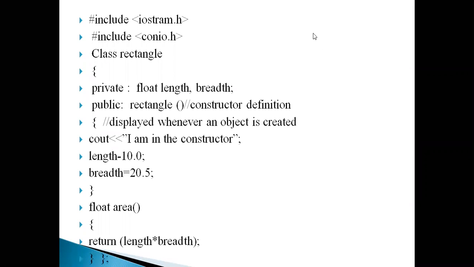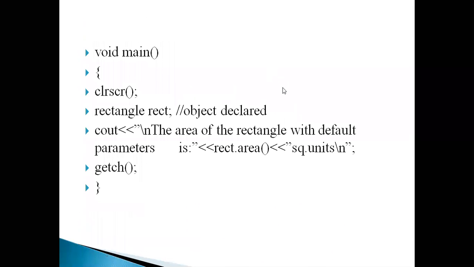Now, what is the default constructor in the class? The default constructor is nothing but this one. This is the default constructor. Observe clearly, where the values will be assigned to length and breadth. The length value is 10.0 and the breadth value is 20.5. These values will be assigned to length and breadth. Then after object creation is completed, it executes the next statement. Here the next statement is cout. Whatever information is in the double quotation marks will be displayed on the screen.